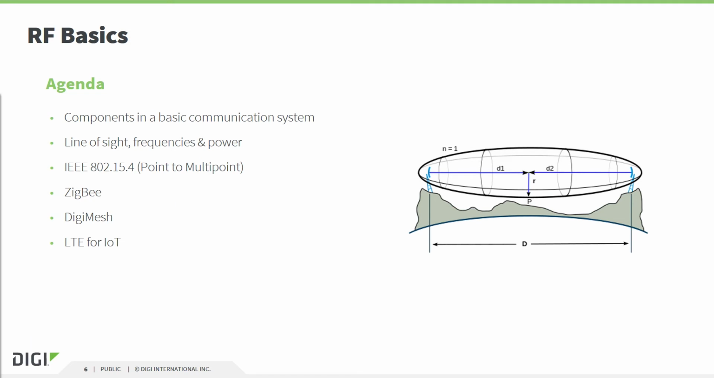Thank you, Ron. So the agenda for today, in order to cover these RF basics, is to show you the components in a basic communication system, and after that we will try to show you some of the concepts and parameters which will be involved in that. And later on we will show you some of the protocols that Digi can offer. So let's start.